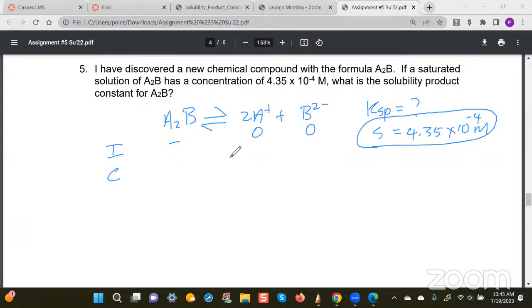Would you add 2 times the 4.35 times 10 to the negative 4th? Exactly, 2 times the S, right? And what about the B2 minus? You'd just be adding S. Okay, very good. So therefore at equilibrium, you're going to have 2S and S here, right? And of course, Ksp would be equal to what? What's the expression for Ksp based on this here and this here?